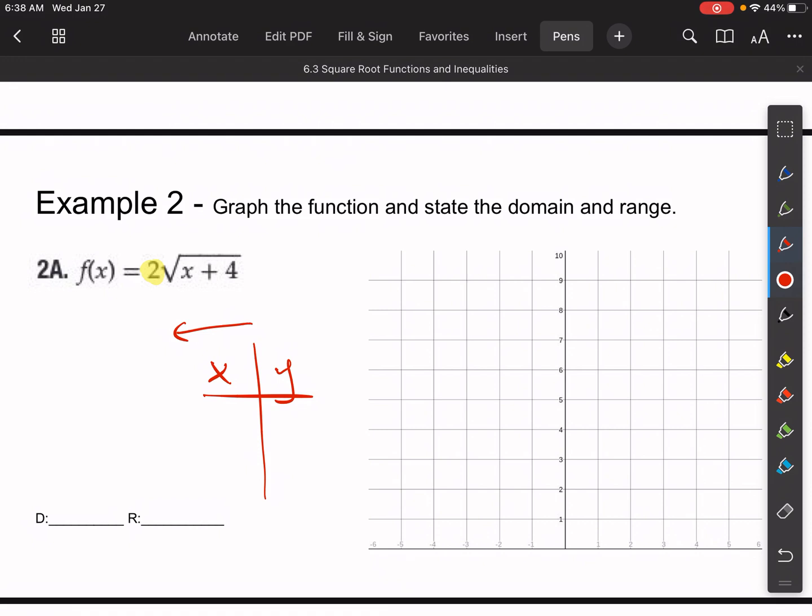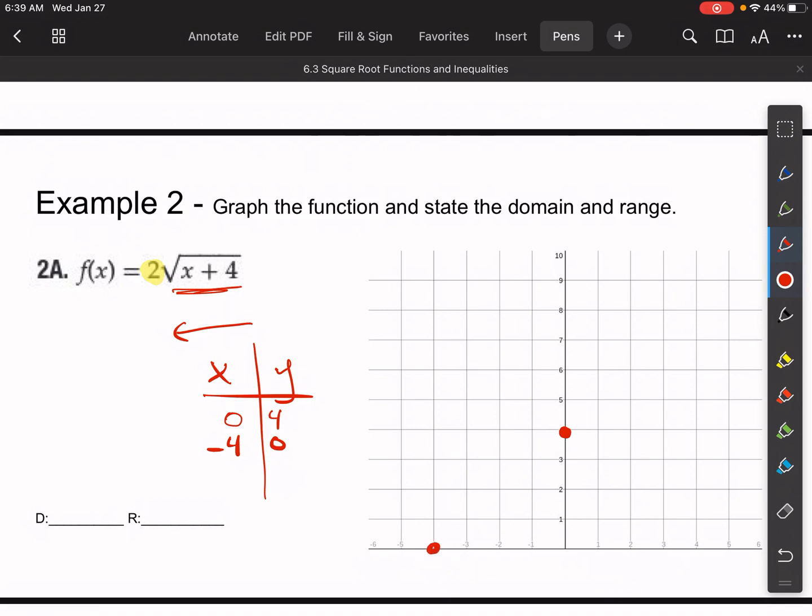So if you started by plugging a 0 in, for instance, 0 plus 4 is 4. Square root of 4 is 2. 2 times 2 is 4. So at 0, we're at 4. That's a legitimate point, but that's not our starting point. Whatever makes this go to 0 is our starting point. So let's plug in what makes that go to 0. If I go to -4, -4 plus 4 is 0. Square root of 0 is 0. 0 times 2 is 0. So at -4, I'm at 0.